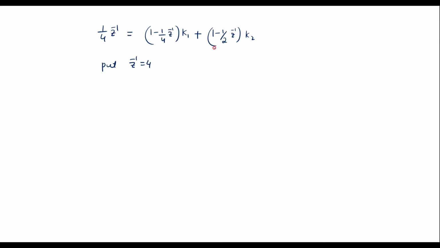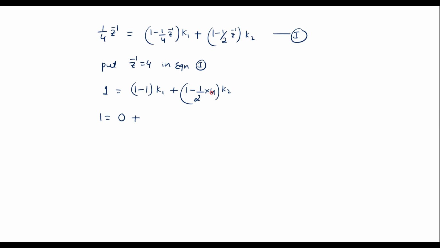If you substitute z inverse equal to 4 in equation 1, we get 1 is equal to, here 1 minus 1 by 4 into z inverse will become 0, times k1, plus 1 minus 1 by 2 z inverse, which is 4 by 2 is 2, 1 minus 2 is minus 1, times k2. Therefore k2 is equal to minus 1.